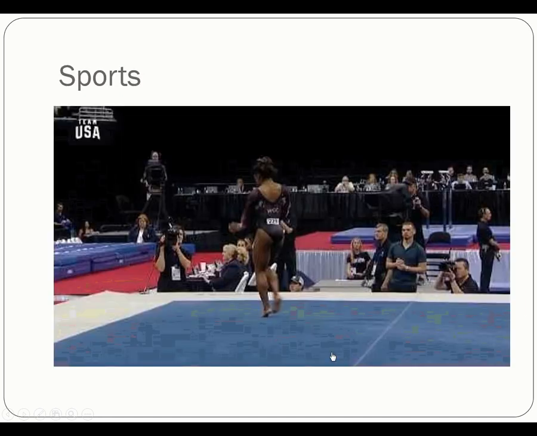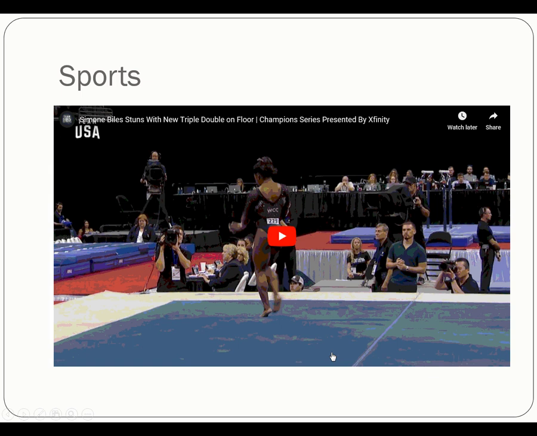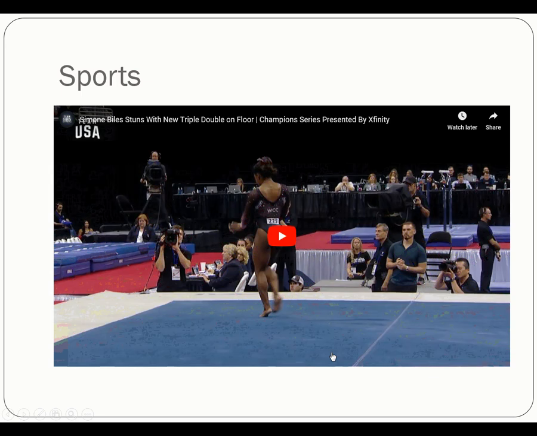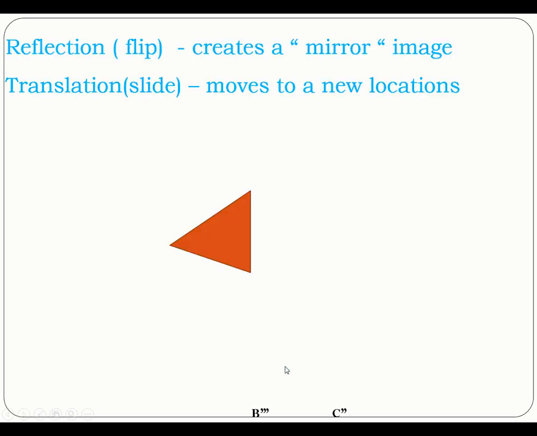Another place where you see rotations is in sports, and this video is about Simone Biles. She is a really good gymnast, and gymnasts do a lot of rotations. They also do a lot of translations and reflections, but I will show that to you in class. This is when Simone Biles created her own move, her second move, and performed it at the national championship where she won, obviously because she's so good. I'm not going to make you watch that now, so I'm just going to keep going.